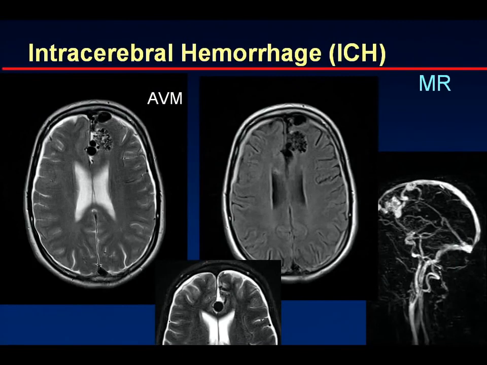AVMs can be another cause of bleeding. Here you see a T2-weighted image, here a gradient echo, and you see that there is a little bit more black than you would expect. So this thing has been slowly but surely bleeding a little bit into the brain tissue. And so this is something, obviously, that needs to be treated.